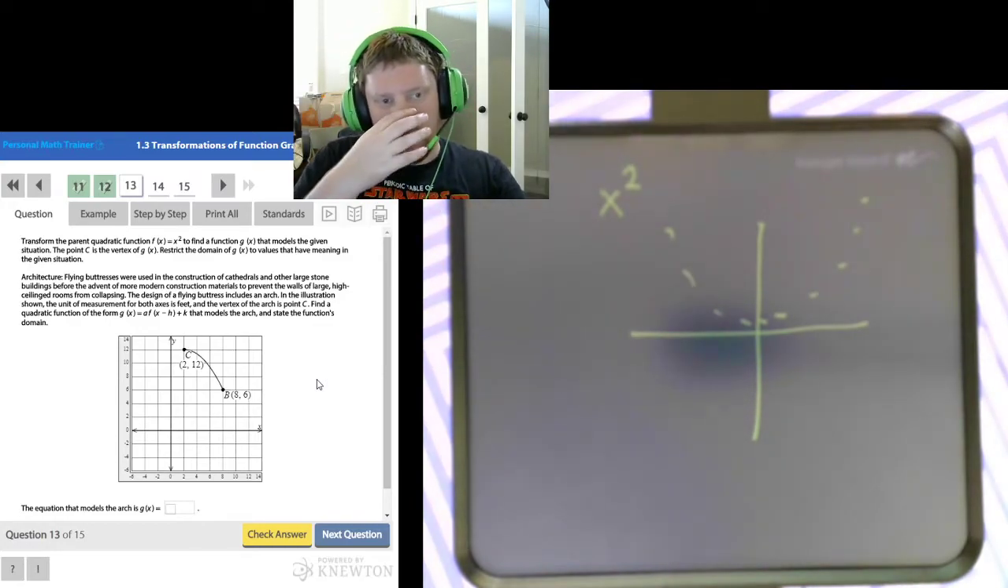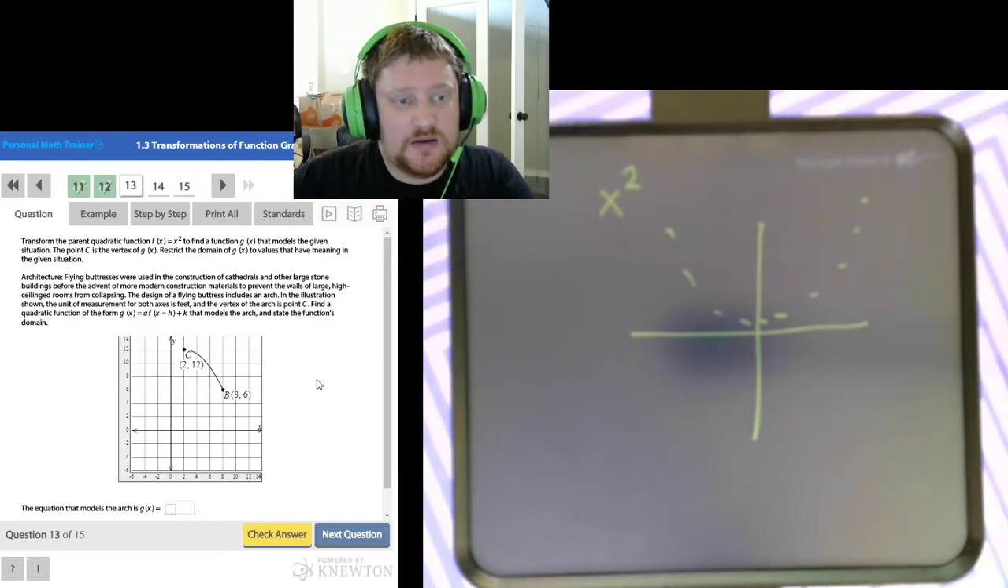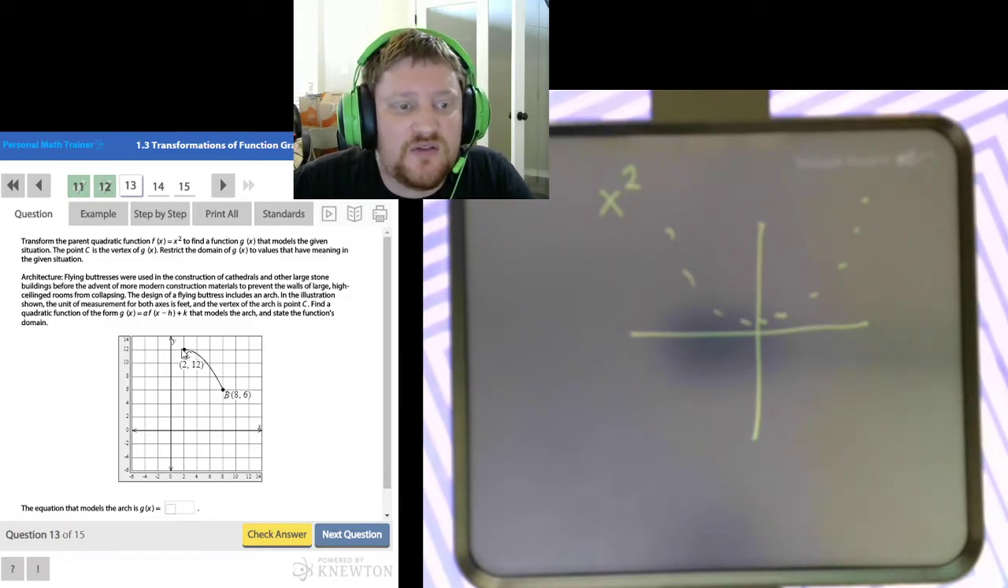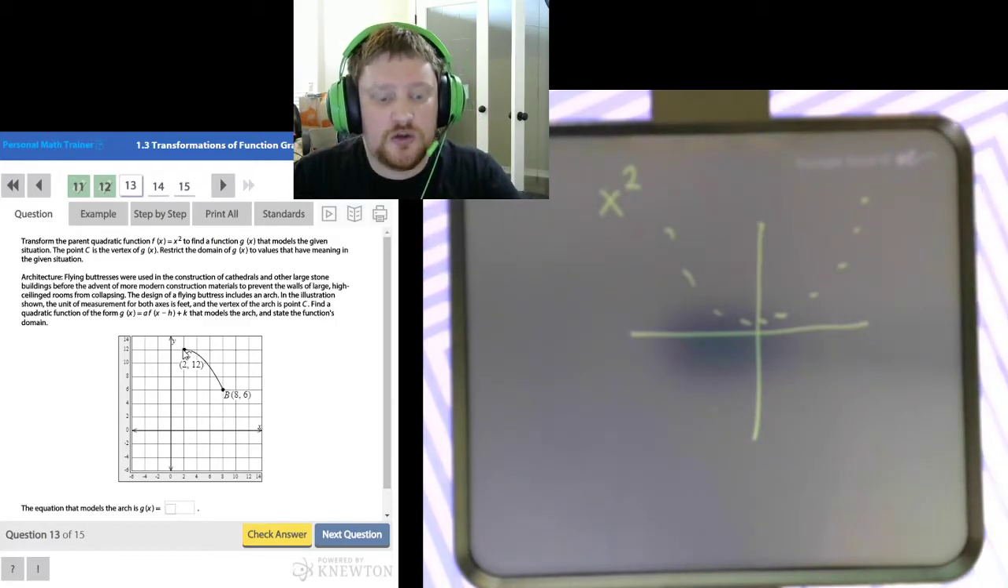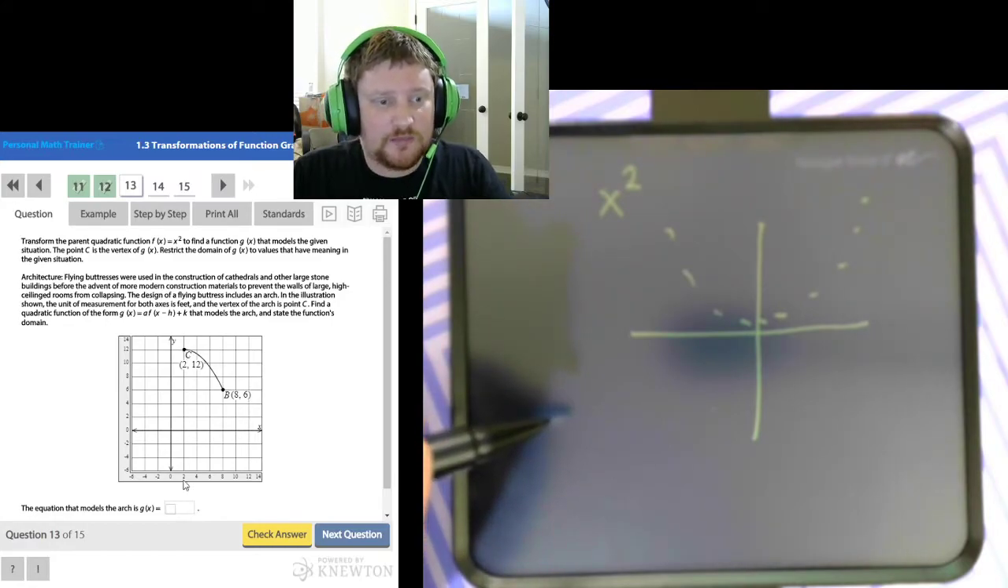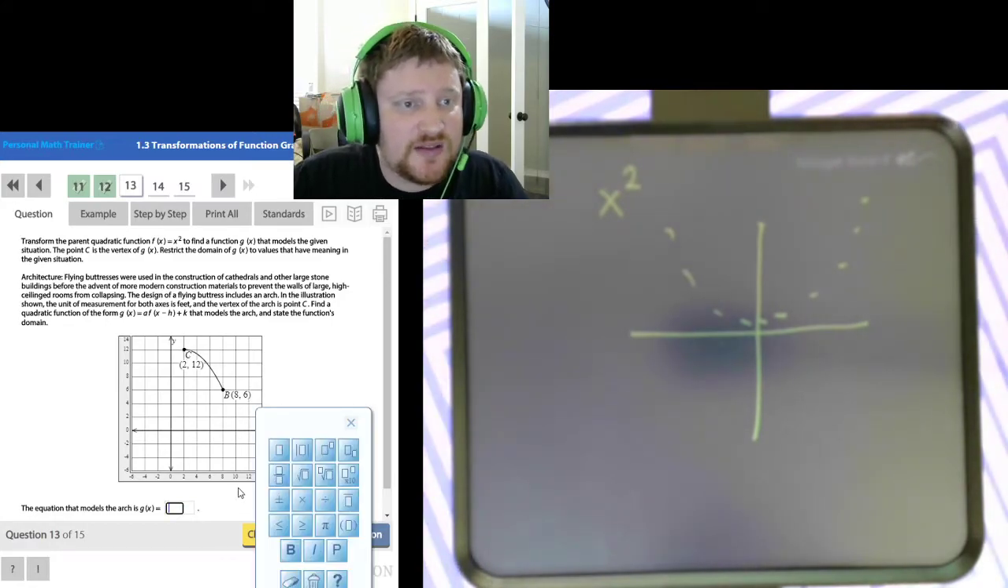Okay, so we have not done all of this yet, but hopefully you guys can see that if this is the vertex, that means we are shifted 2 to the right and 12 up. So that should tell you our h and k already. So let's go ahead and get that put in there first.